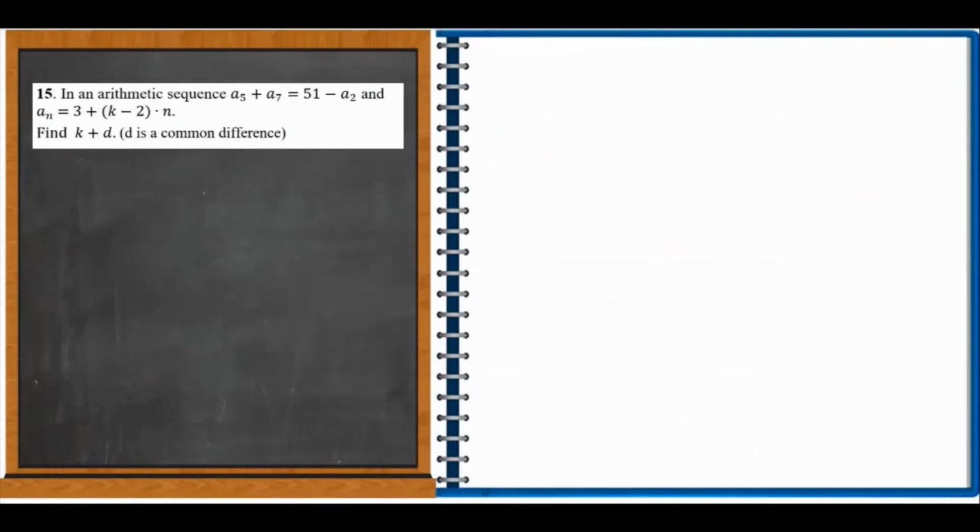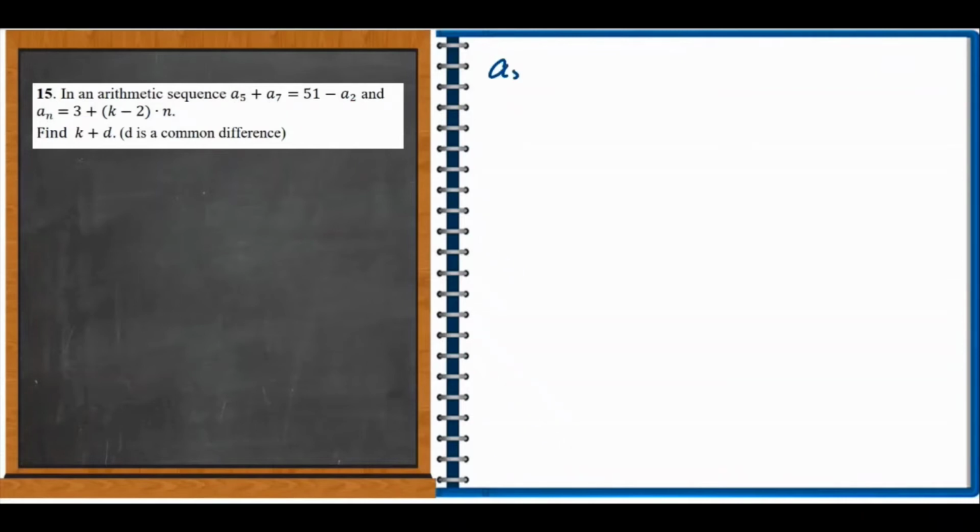Number 15. In an arithmetic sequence, a5 plus a7 is 51 minus a2, and we have the nth term formula here. It's given as 3 plus (k minus 2) times n. Now, we must find k plus d. D is the common difference. To solve this question, first of all, we are given a formula. According to this formula, we will generate terms a5, a7, a2. Let's generate them.